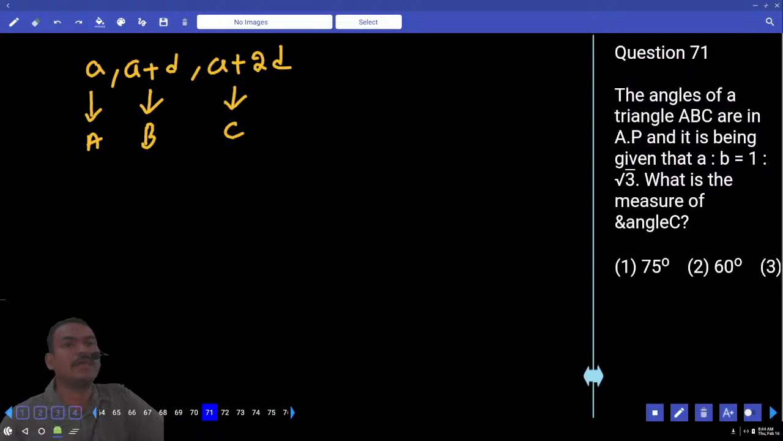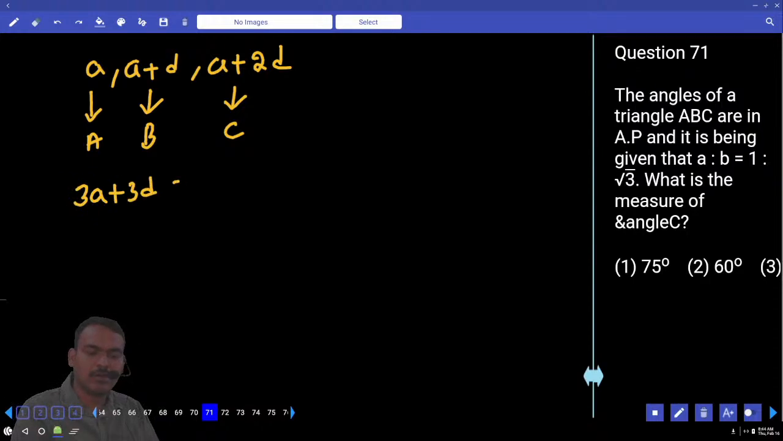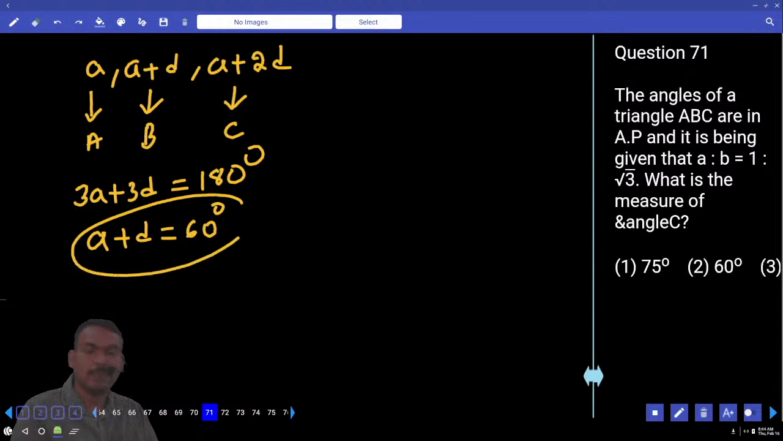What is the sum of the angles? 180 degrees or not? In a triangle, what is the sum of the angles? 180. That 180 degrees is equal to which one? A plus A plus D plus A plus 2D or not? What is the sum value? 3A plus 3D. It is equal to how many degrees? 180 degrees or not? Then A plus D equal to how much? 60 degrees or not? A plus D is 60 degrees. A plus D 60 degrees means angle B is how many degrees?